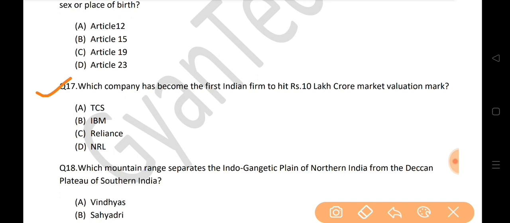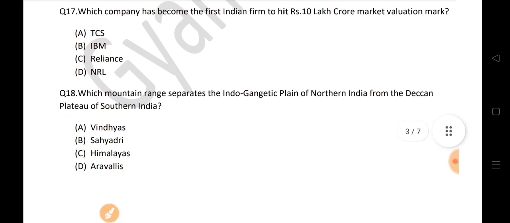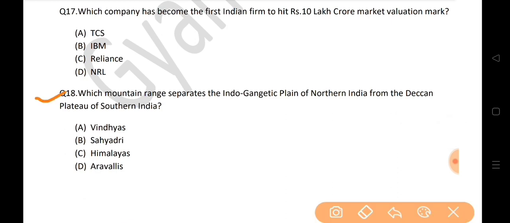Next question, which company has become the first Indian firm to hit rupees 10 lakh crore market valuation mark? Correct answer is option C, Reliance. Next question, which mountain range separates the Indo-Gangetic plain of northern India from the Deccan plateau of southern India? Correct answer is option A, Vindhyas.